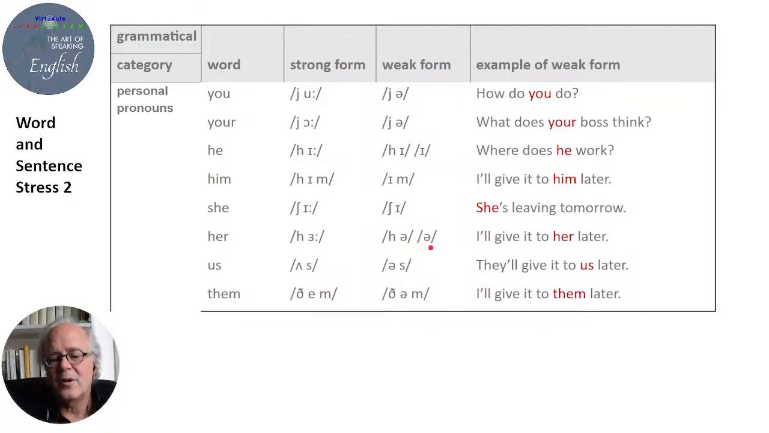That's very, very short. Us. They'll give it to us later. Us gets changed to us. They'll give it to us. Them. I'll give it to them later. Them gets changed to them. I'll give it to them. Personal pronouns.